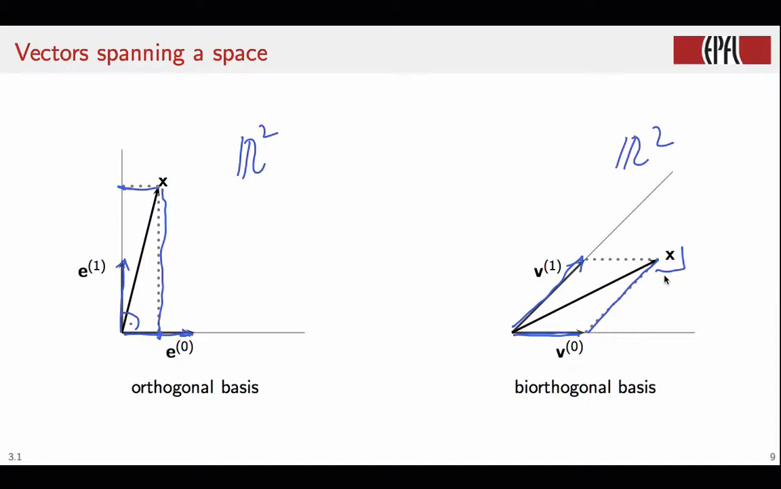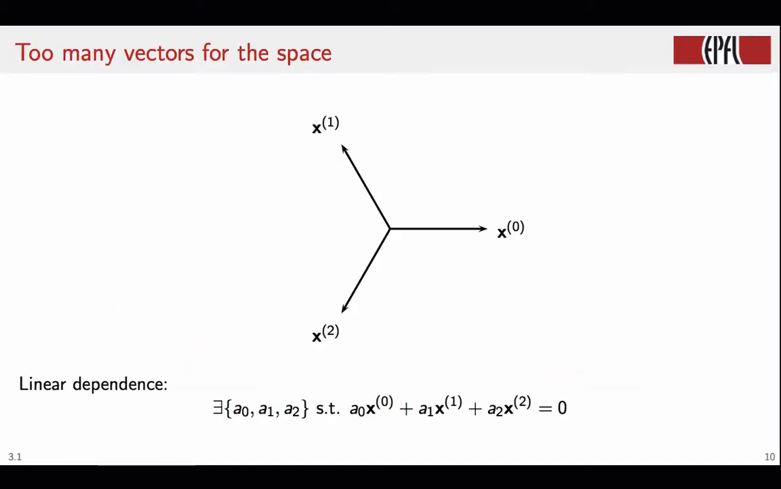So what is a basis? It's a set of vectors that spans the space of interest and that is linearly independent, so it's a minimal set of vectors that span, for example, R2. In this case, it's two vectors. If we were in R3, it would be three vectors, etc.